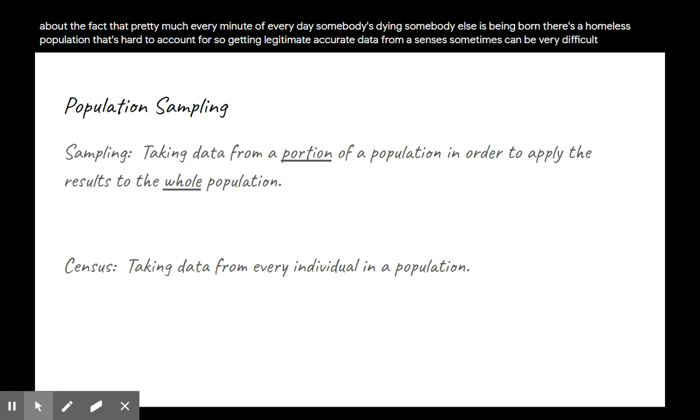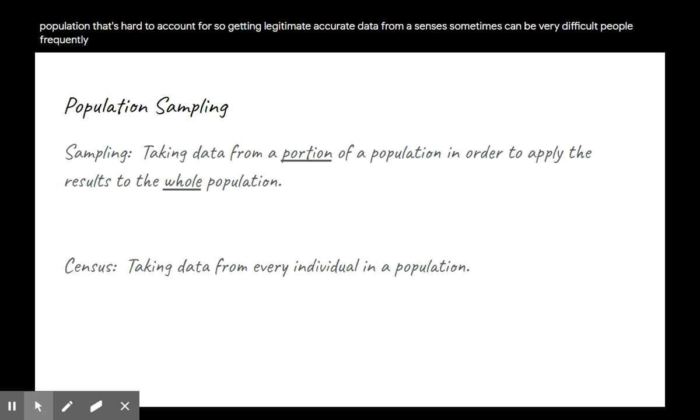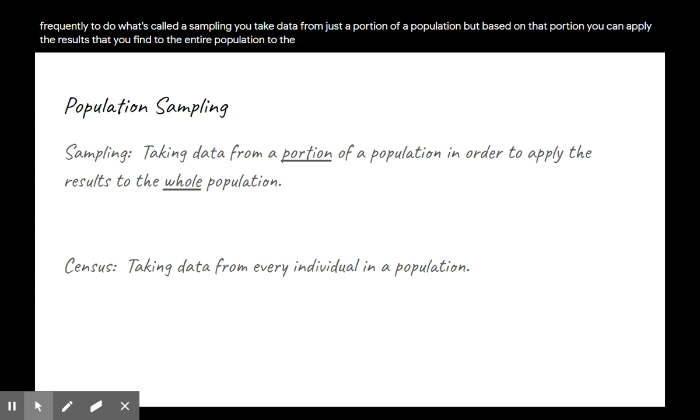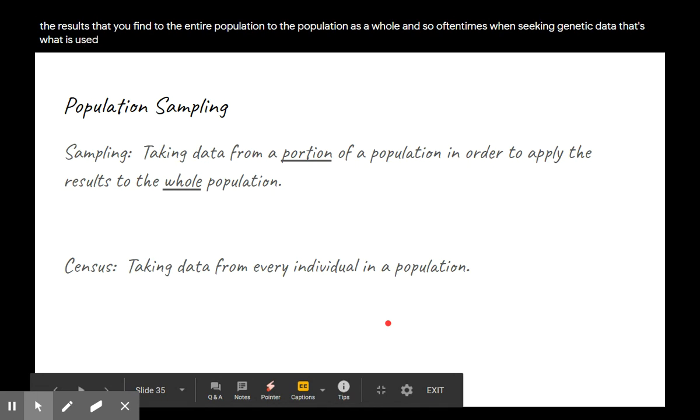It's much more feasible frequently to do what's called a sampling. You take data from just a portion of a population, but based on that portion, you can apply the results that you find to the entire population, to the population as a whole. And so oftentimes when seeking genetic data, that's what is used, a sampling as opposed to a census.